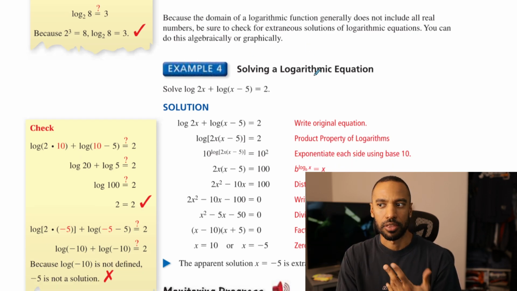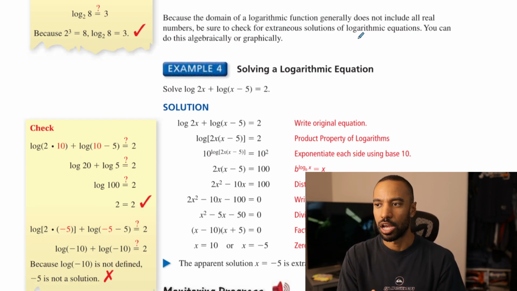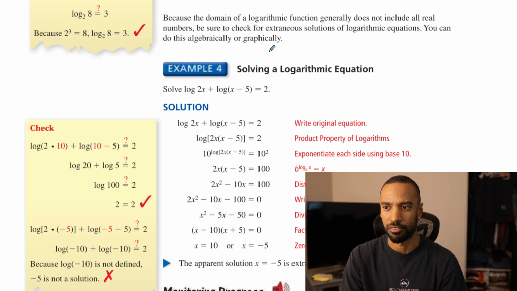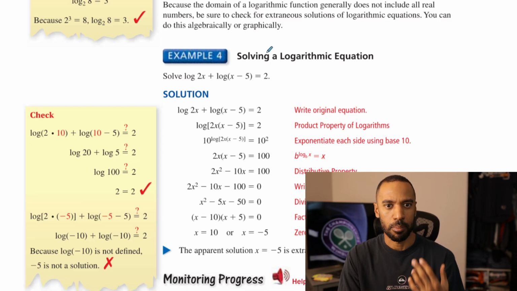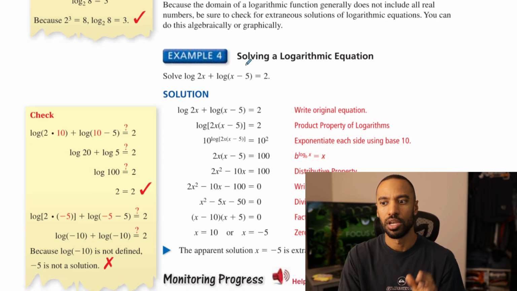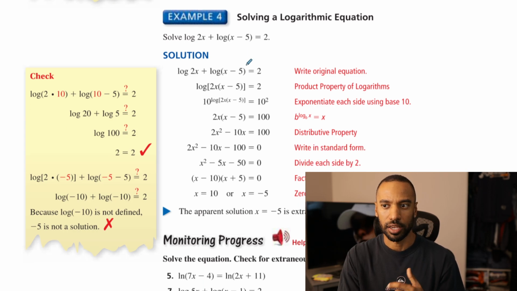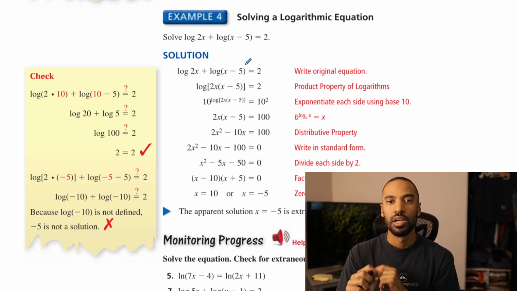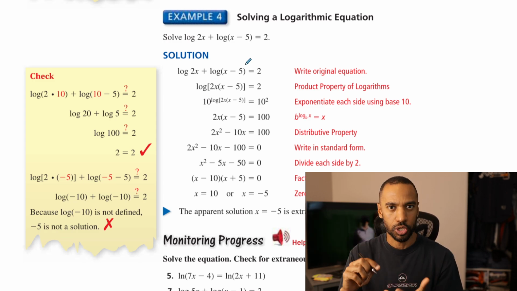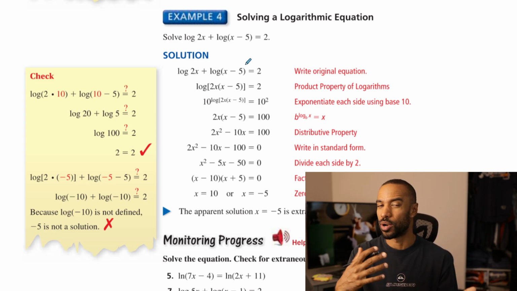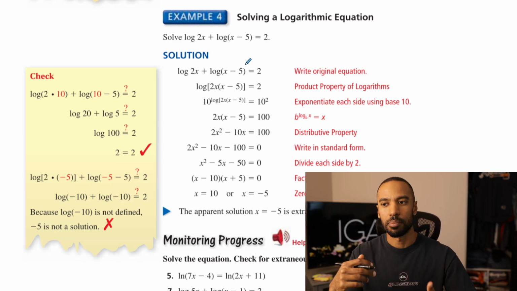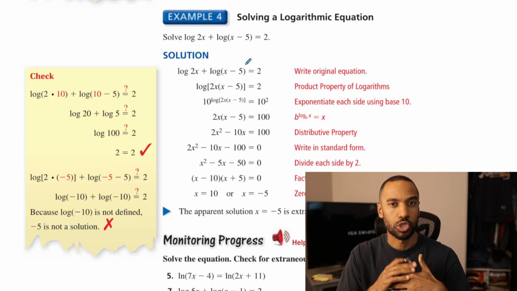Now they're talking about it here. Because the domain of a logarithmic function generally does not include all real numbers, be sure to check for extraneous solutions. You can do this algebraically or graphically. So this covers two things in one, and I mentioned both on the previous page. First of all, you do not solve a log equation as is until you've condensed into a single logarithm. Number two, if some answers are introduced by the nature of turning it into a quadratic that wasn't before, you might get some negative answers or answers with 0, just something that turns into what would be extraneous.